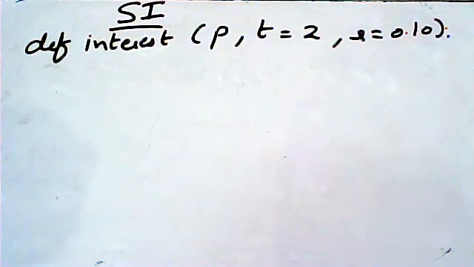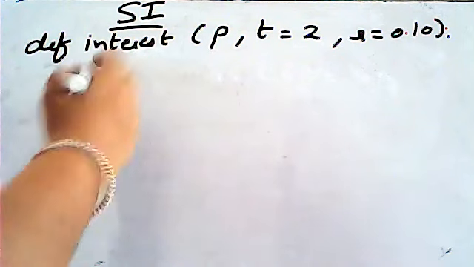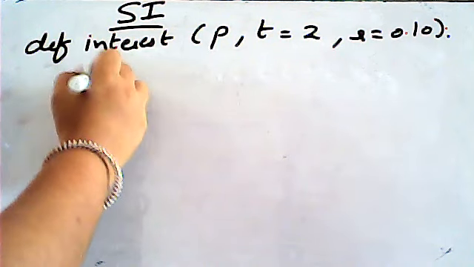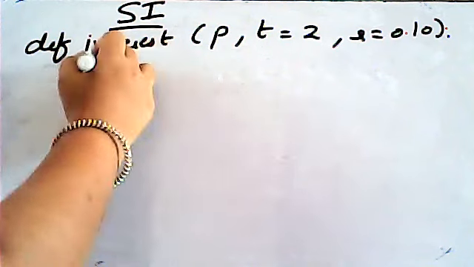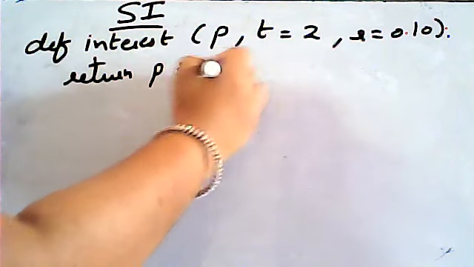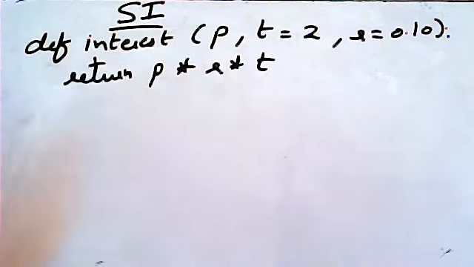It means I am using default arguments here. We have done the three arguments: positional, default and keyword. So here we are using the default. If T and R are not given, then by default they will be taken as 2 and 0.1. So return P into R into T. So I have written only this.